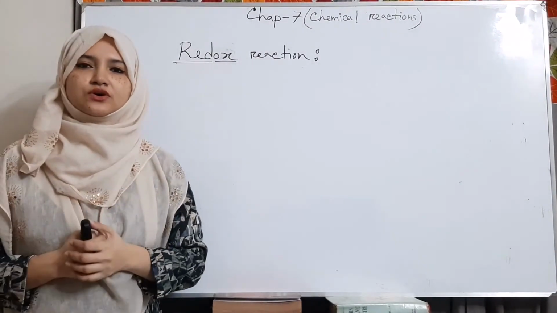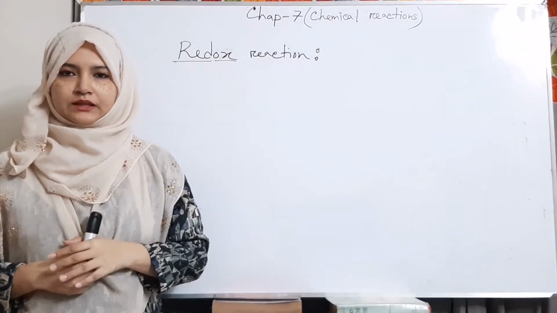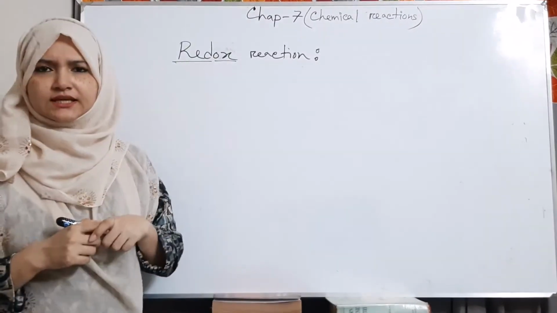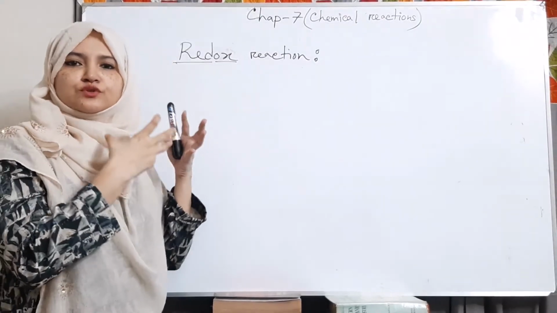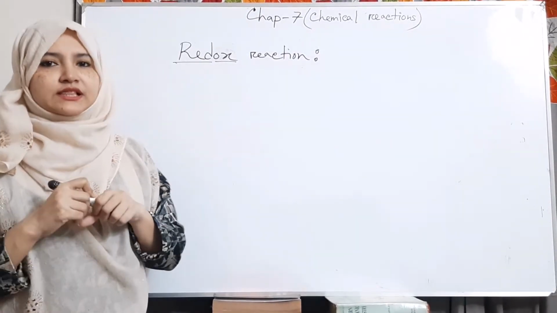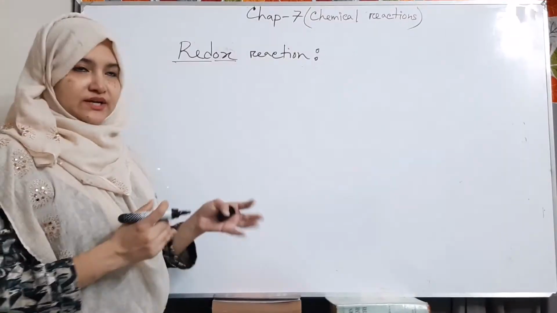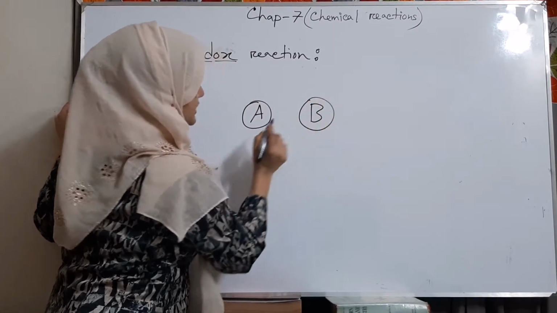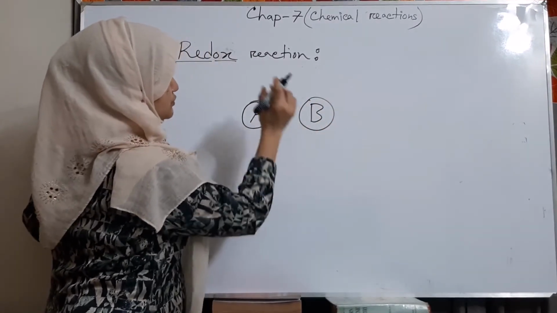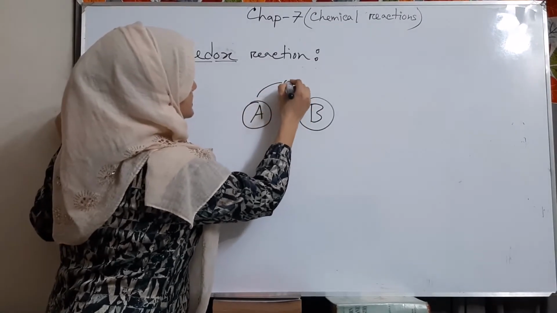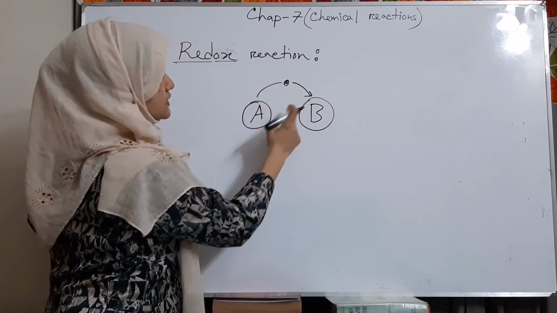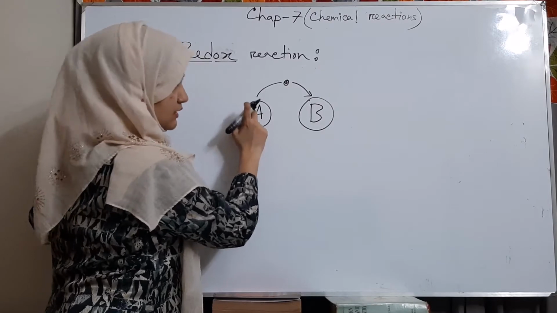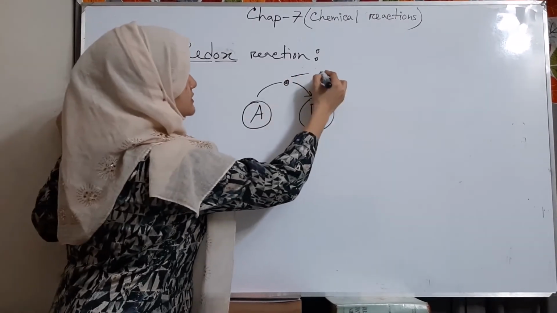Now we have to learn what oxidation-reduction or redox reaction is. Simply, the simple definition of redox reaction is that electrons move between atoms. Look at this diagram. We have two atoms, atom A and atom B, and there is an electron moving out of atom A into atom B. This is the electron.